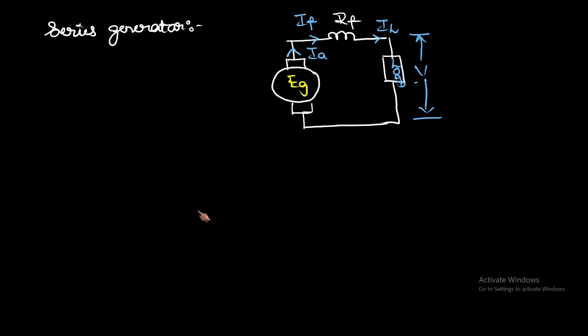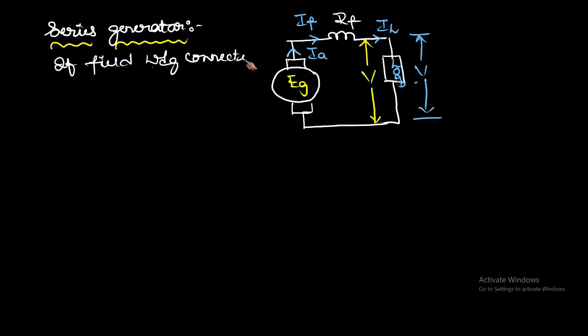If you apply KVL for this series generator, one more thing you have to remember: let us understand the meaning of series generator. If the field winding is connected in series with the armature, that type of generator we can call a series generator.